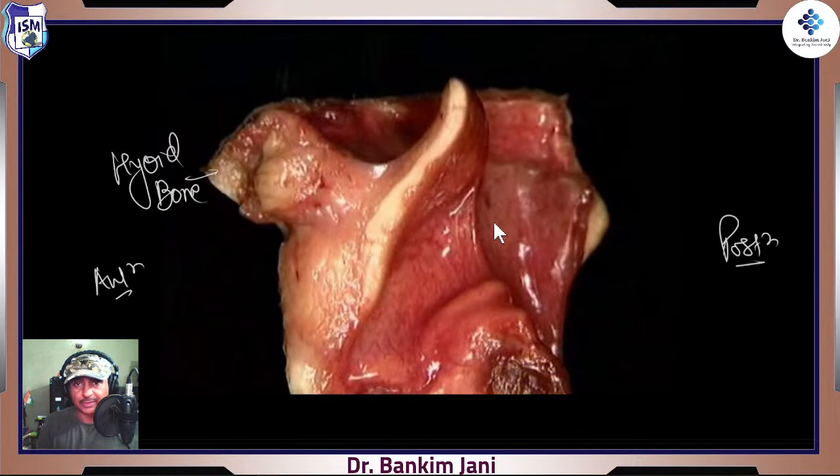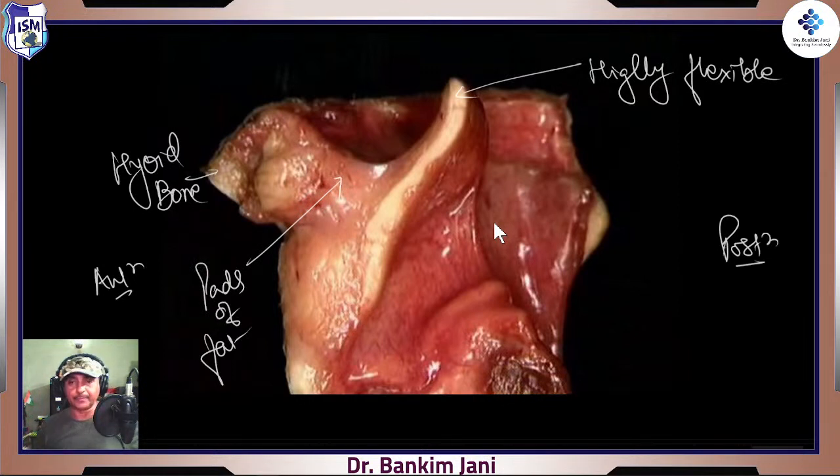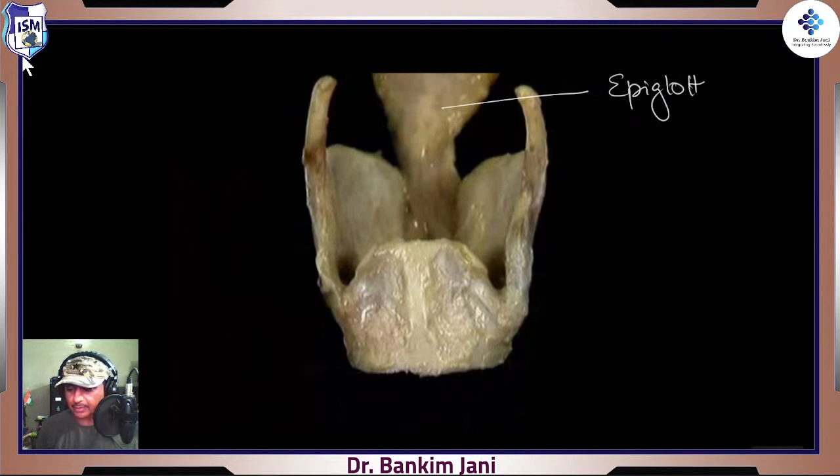And from the shape, because this entire thing is covered by mucous membrane, this is epiglottis, and we said that this is highly flexible, right? This is highly flexible. So from hyoid bone, these are all pads of fat, right? So here it is, epiglottic, right?